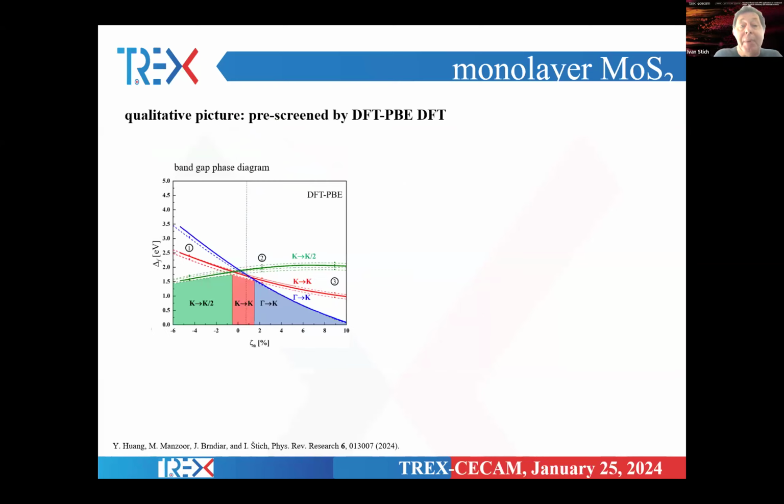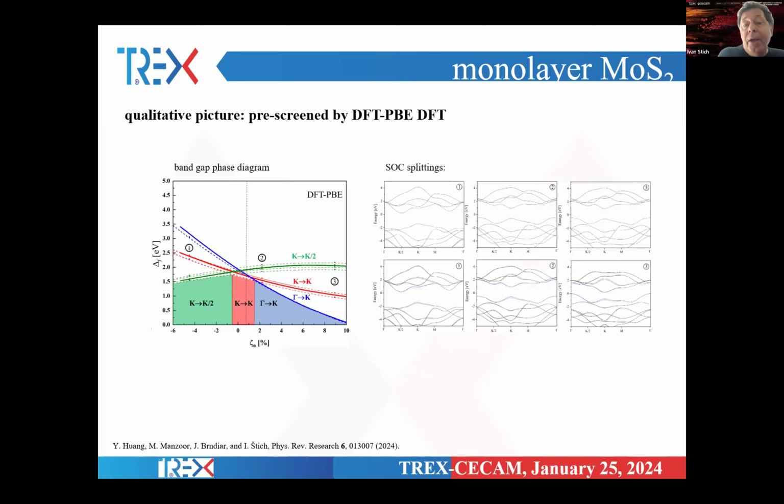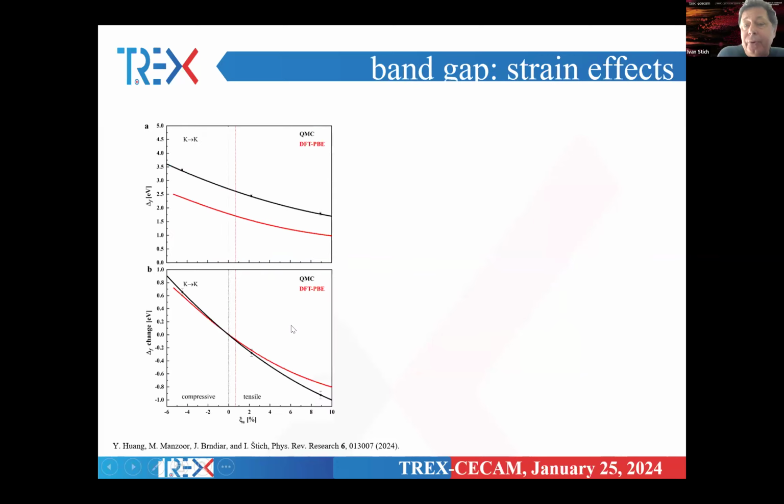Okay, again, pre-screening by DFT, so you can see this is around minimum. This is the minimum, you have K to K band gap, and if you go into compressive, you have K to K half, and in tensile, you have gamma to K, and you can see up to 4 lines here, which are the spin orbit coupling corrections, spin orbit splittings. Okay, this is how we calculated the 3 points, and we fit parabolas through that. Okay, so these are the results.